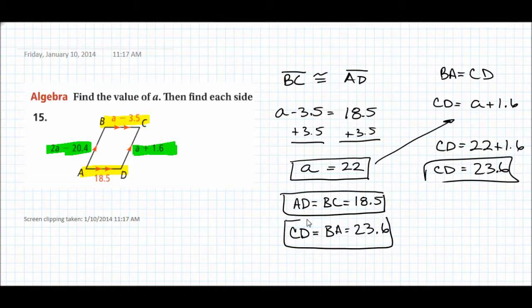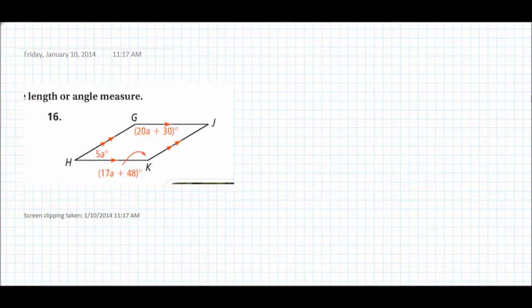So we have all the information we need. First thing we did was we solved for a, which is 22. We came up with the top and the bottom: AD equals BC, which equals 18.5. And then the sides: CD equals BA, which equals 23.6. Okay, going to number 16.